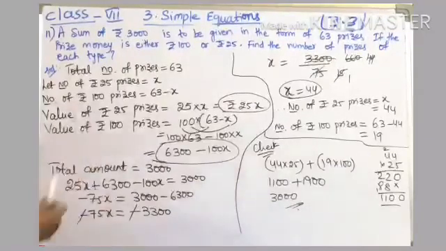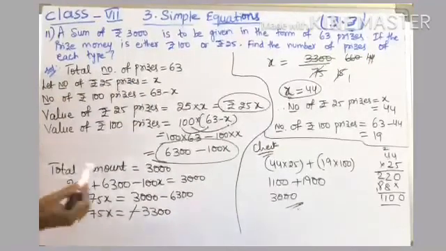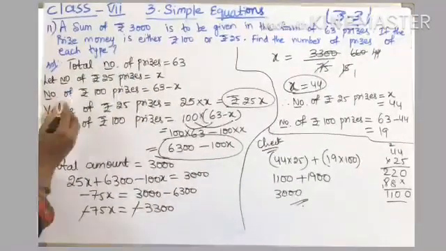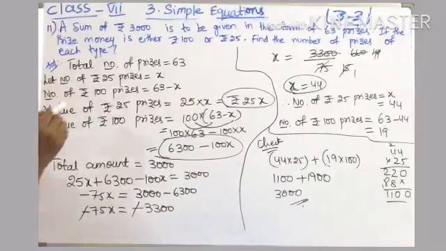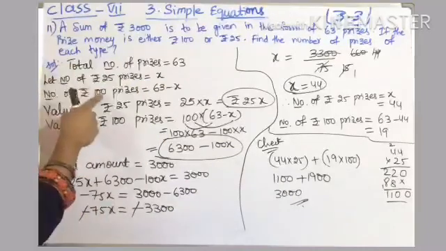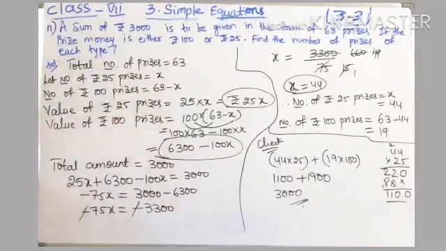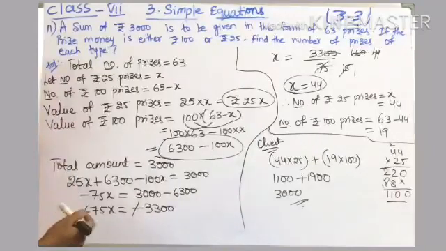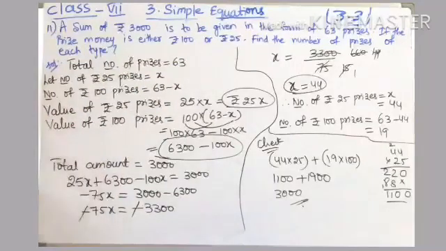It is not compulsory to take only 25 rupees prizes as X, children. Here you can take 100 rupees prizes as X. If you take the number of 100 rupees prizes as X, then the number of 25 rupees prizes will become 63 minus X. Then what is the difference you are going to get? Here you should multiply this with 25, this with 100. That is very important, right?